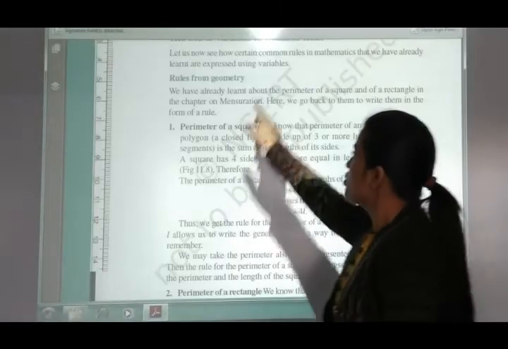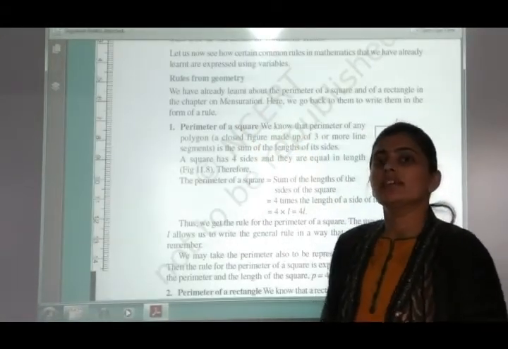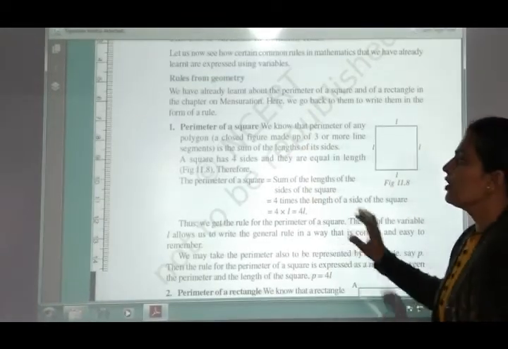Rules for geometry. Now in the mensuration chapter we have already learned about some formulas. For those formulas we will find out the rules.